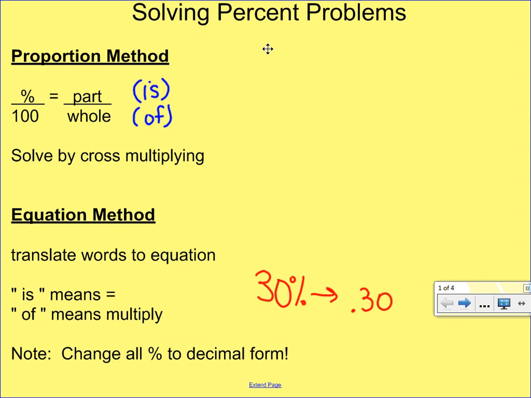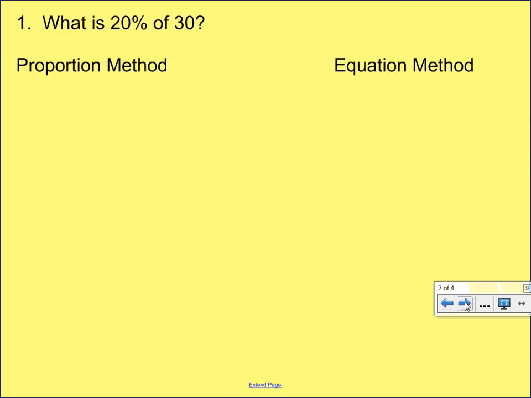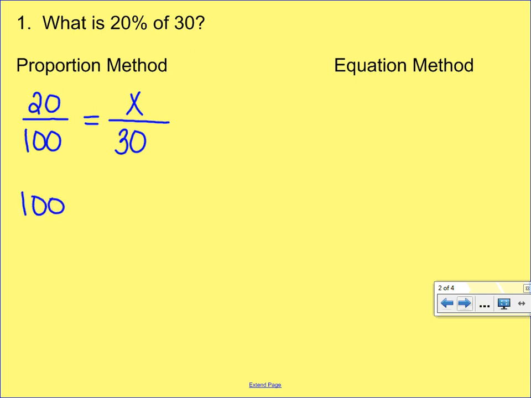So if we start our examples here, our first question, what is 20% of 30? If we want to do the proportion method, my advice to you is just to set up the template, like draw your proportion in there, and then figure out what parts go where. So 20%, that's easy. It's 20 over 100. And then I'm looking for what part of 30 is the actual 20%. So the 30 is going to be the whole, and the missing piece is going to be the x. And that does fit your is over of vocabulary that you may have learned. So we solve by cross multiplying. We've got 100x equals 600. Divide both sides by 100 and x equals 6.